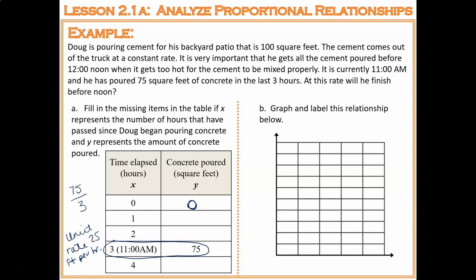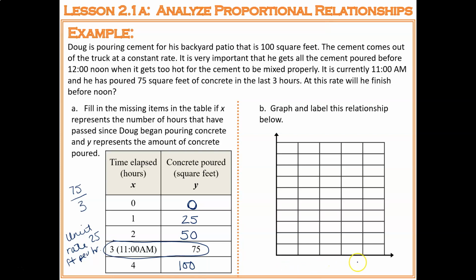If every hour he pours 25 square feet, after 1 hour he will be at 25. After 2 hours, 2 times 25 is 50. At 3 hours it is 75. After 4 hours, he will be at 100. Okay, so let's graph that.